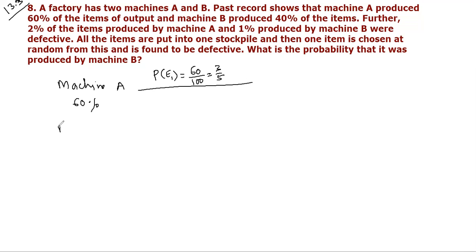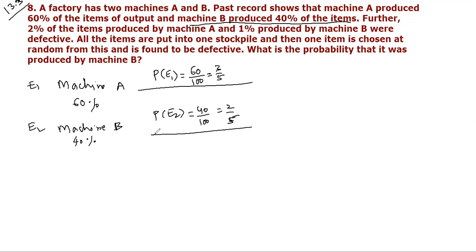Okay. Then machine B produces 40% of the items. Machine B produces 40% output. So this is our event 1. Event 2: the probability of E2 is 40%, that is 40 upon 100 or 2 by 5.